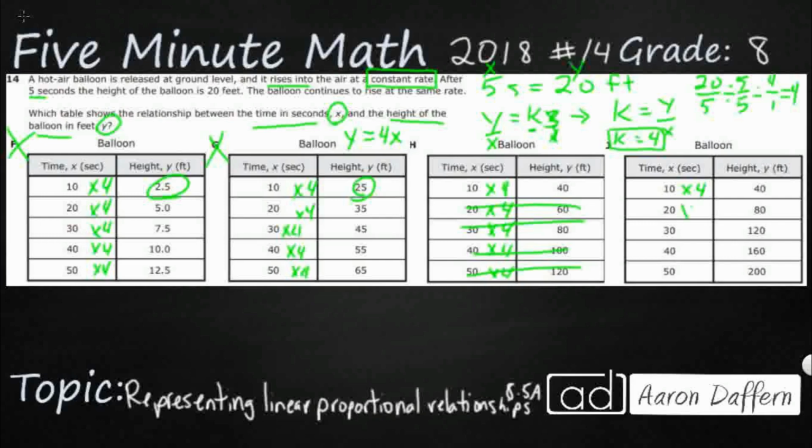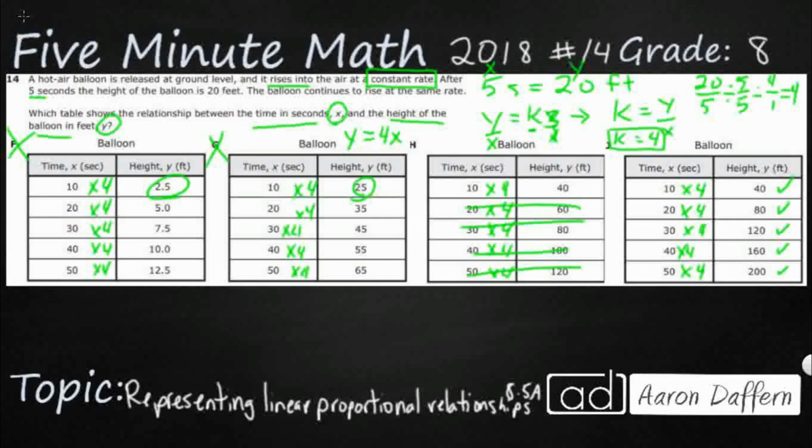Yep. 20 times 4 is 80. Yep, let's check mark this. All right, 120. Yep, 4 times 4 is 16, so 40 times 4 is 160. And yeah, there we go. All right, so that's looking good.